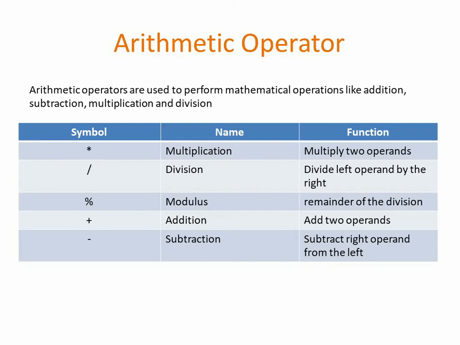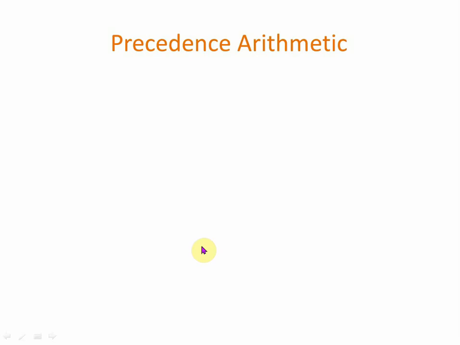Similarly, if I write 8 modulus 4, the answer will become 0, because in this case the remainder is 0, and in the previous case 5 modulus 3, the remainder is 2. Okay, and you all know about plus, minus, so there is no need to explain these in detail. Now let's move forward and understand the precedence inside the arithmetic operators.